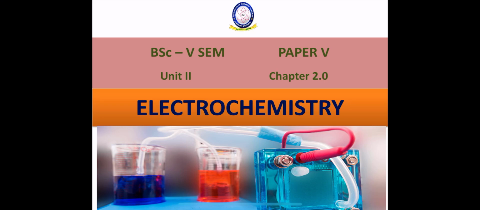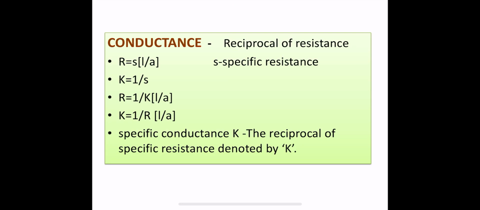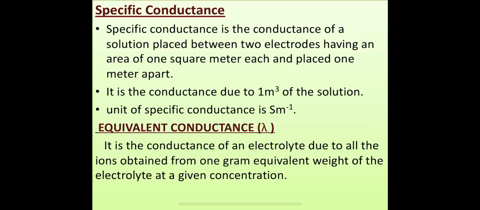This session is the continued part of our previous section, that is electrochemistry. In our previous class we have seen what is meant by conductance, before that, what is resistance, and what is specific conductance. Specific conductance is the conductance of a solution placed between two electrodes having an area of 1 square meter each and placed 1 meter apart. This is what the definition of specific conductance says.